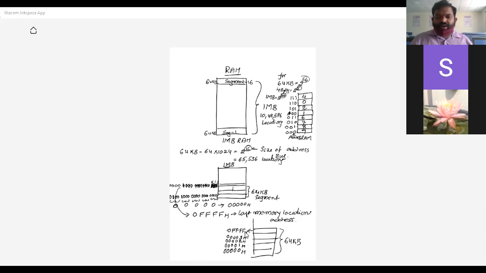For the last memory location of 1 MB, all ones, there will be so many other segments. 15 more segments were there; only we will be discussing the first segment. Total 16 segments were there. So this is 64 KB, this is only the first segment. For example, when I start the second segment, what will be the starting address?